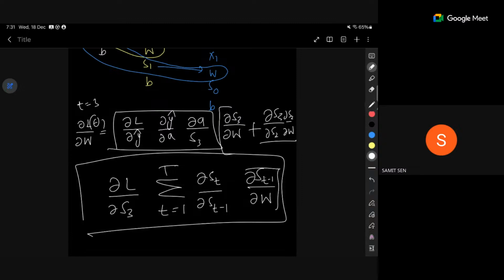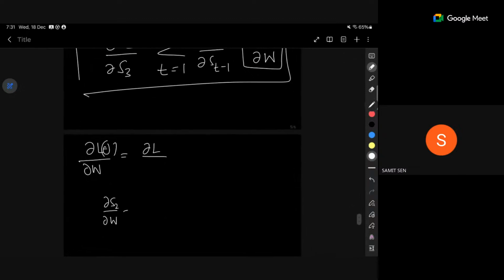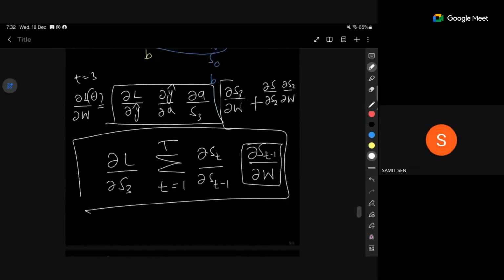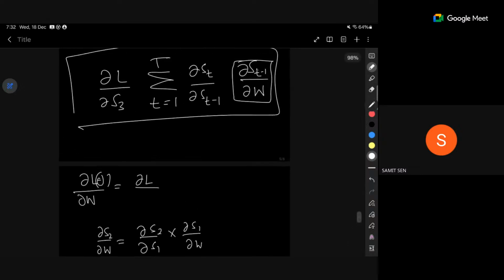This means you have to take the derivative with respect to this and W, right? Like I did. See what I did is I took dow S3 by dow S2 first, and then dow S2 with respect to dow W, right? For this time step. Then inside this dow S2 by dow W, I'll again write more, like dow S2 by dow S1, and then dow S1 by dow W. This multiplication will be there.